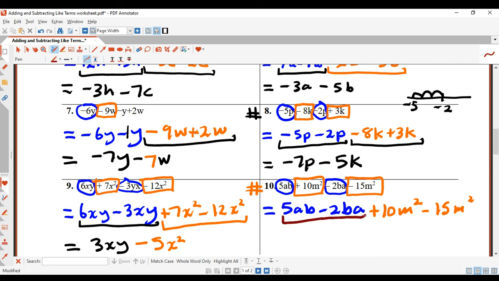So 5ab minus 2ba. Now that's 3ab or 3ba. And it doesn't really matter. If I just come back to here, that 2ba I could have written as 2ab. Just be aware that they mean the same thing. So I'll just fix it up there. I can write that as 2ab. Now, the last pair is positive 10m squared minus 15m squared. So positive 10 minus 15 is negative 5. So it's negative 5m squared.